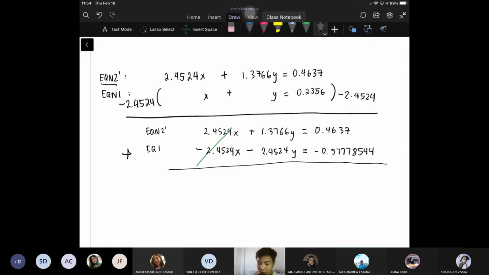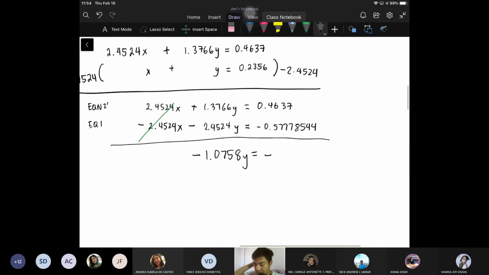1.3766 minus 2.4524. That will be negative 1.0758y. Then lastly, ipag-add natin yung dalawang number, 0.4637 minus 0.57778544. That will be negative 0.114085544. Let us solve for y.